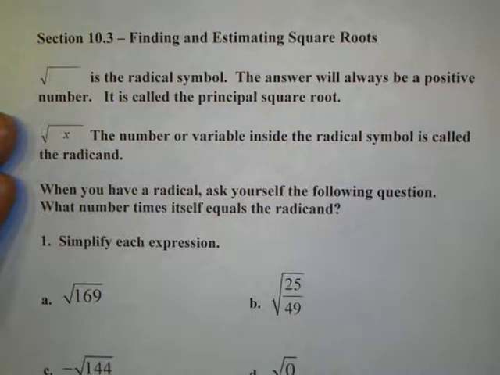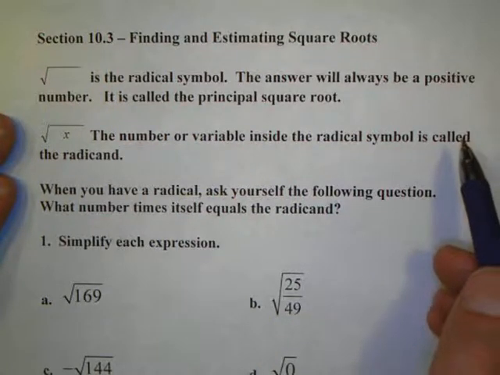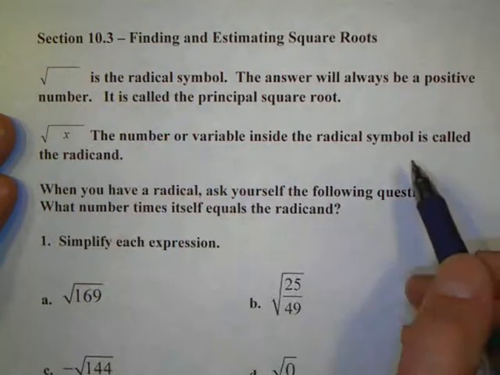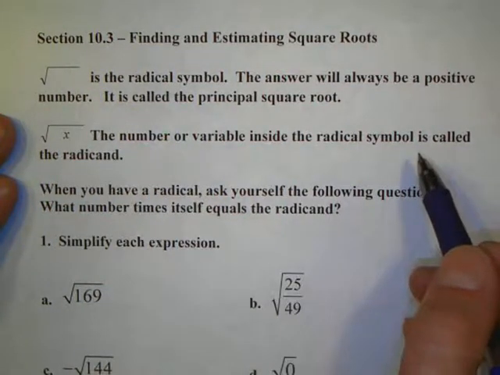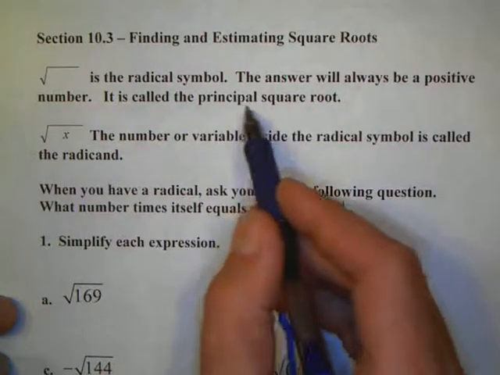In section 10.3, we're going to be finding and estimating square roots. A square root is based on the idea of taking a number times itself and trying to find out what that equals. This symbol right here, as you're probably familiar, is called the radical symbol. And the answer to that is always going to come out as a positive number. That's called the principal square root.